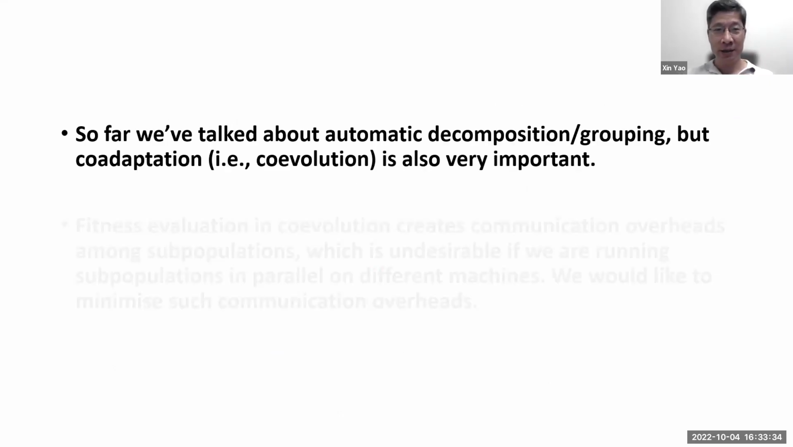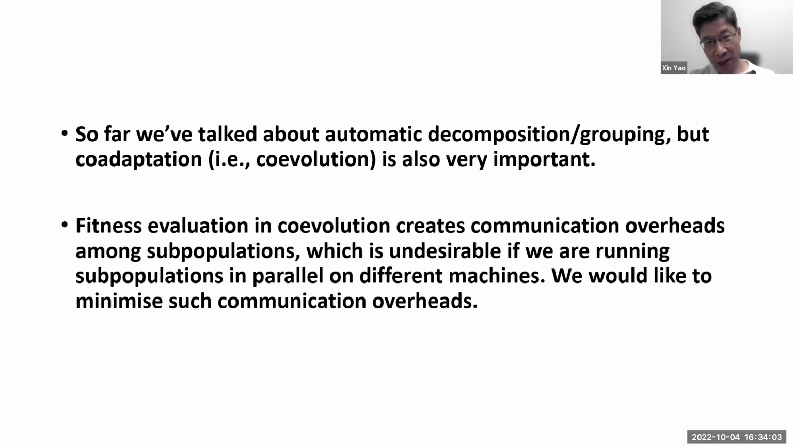Okay. So far, I mentioned this automatic decomposition, we call it grouping. But co-adaptation is also very important, because when we divide a large problem into smaller pieces, how to do the division is important, but we need to ensure we eventually will solve the larger problem rather than just the components themselves. And then the co-adaptation among different components or different groups is actually done through fitness evaluation.